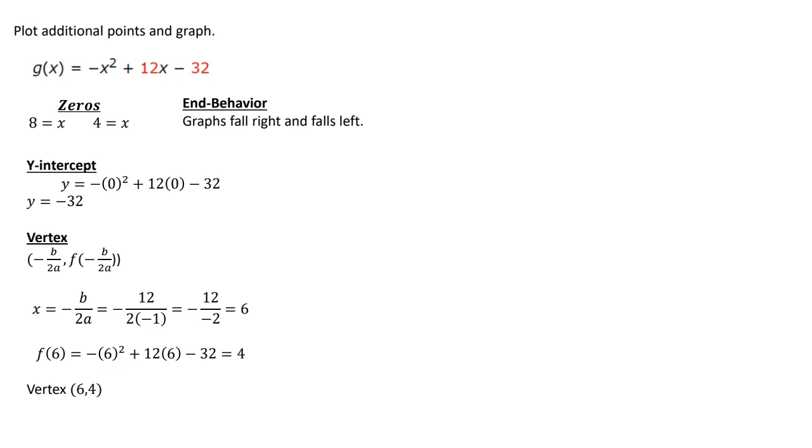To get the y value of the vertex, the formula tells me that I just replace this 6 back into my function. So I do this. Negative 6 squared is negative 36. 12 times 6 is 72. So negative 36 plus 72 minus 32 is going to give me the 4. So the vertex is given by 6, 4.